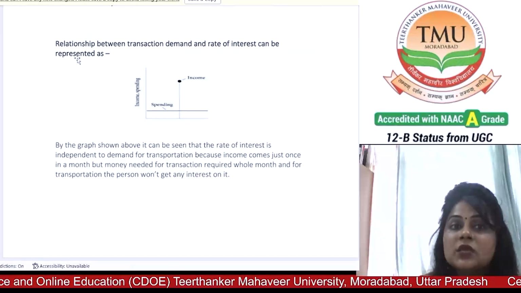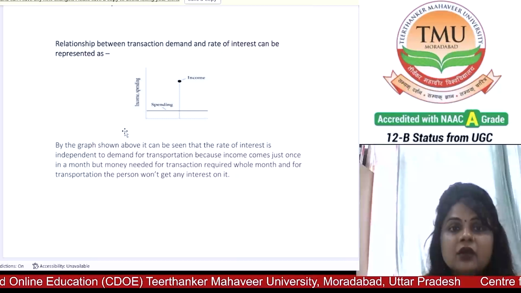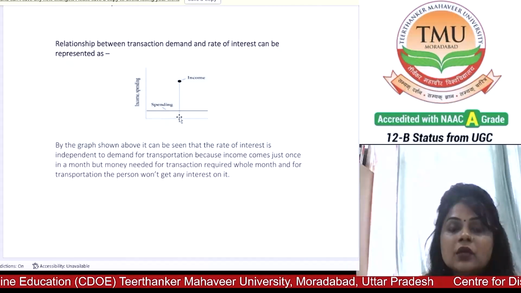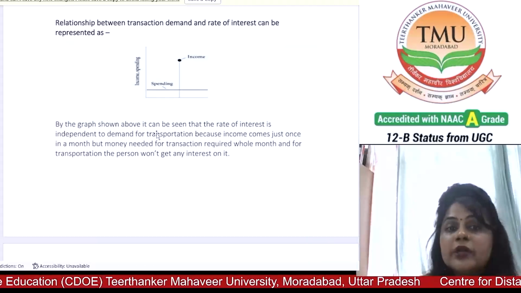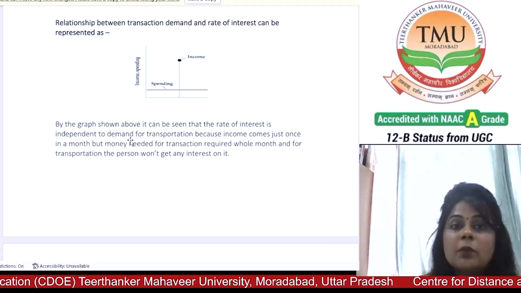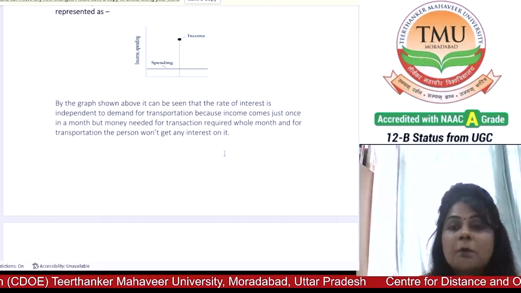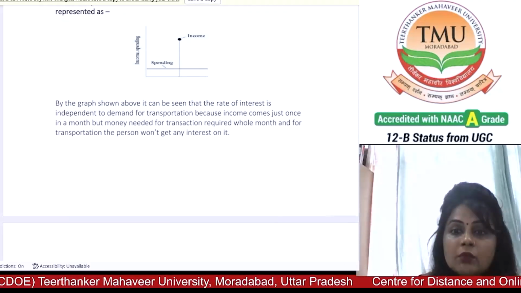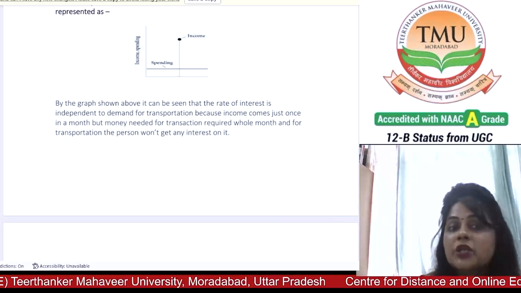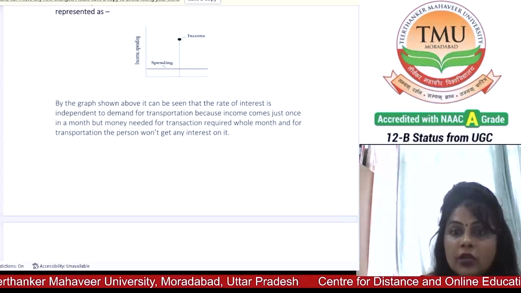Here you can see the relationship between transaction demand and rate of interest represented. The graph shows that the rate of interest is independent of the demand for transactions, because income comes just once in a month, but money needed for transactions is required the whole month, such as for transportation. The person won't get any interest on it.